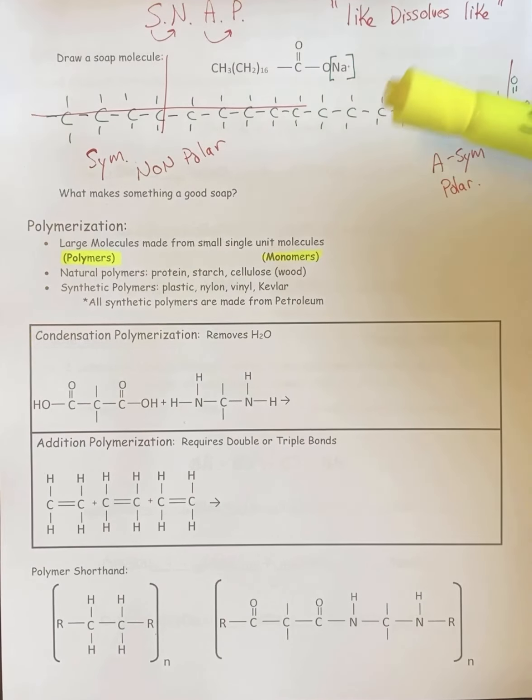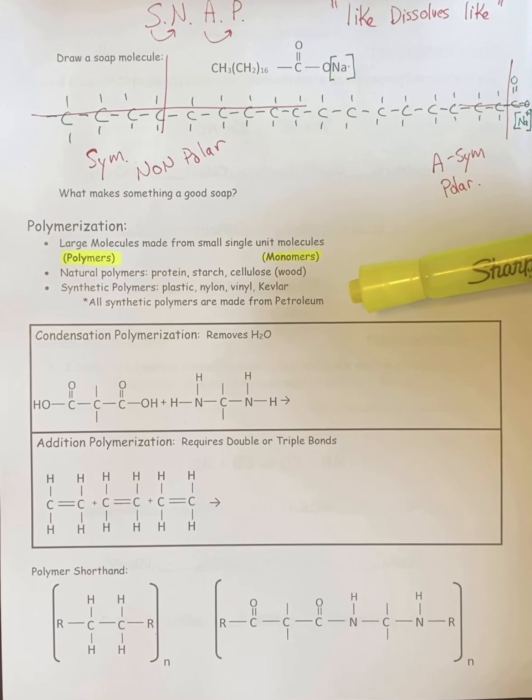Synthetic polymers are things like plastic, nylon, vinyl, or Kevlar. These are all made from oil-based, well, nowadays there's multiple options, but typically these are made from oil-based products like gasoline. Well, not gasoline, but the actual material that gasoline comes from, we're going to call it petroleum. It's typically made from that. And synthetic polymers are also very light and very strong.